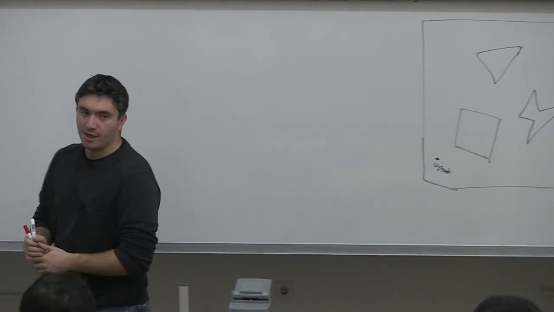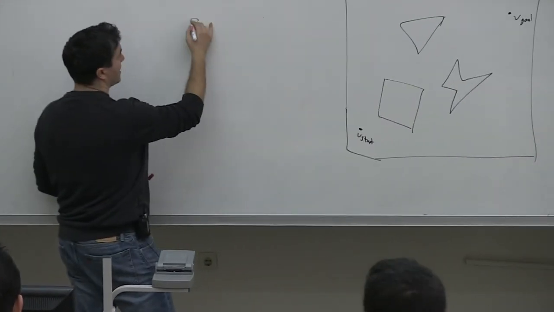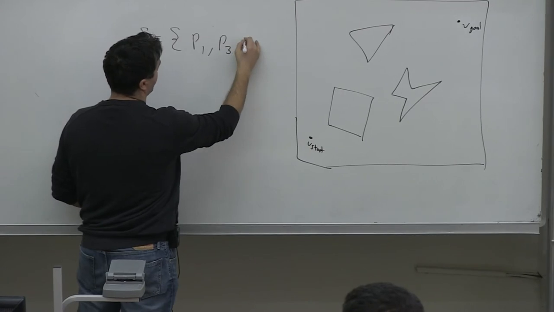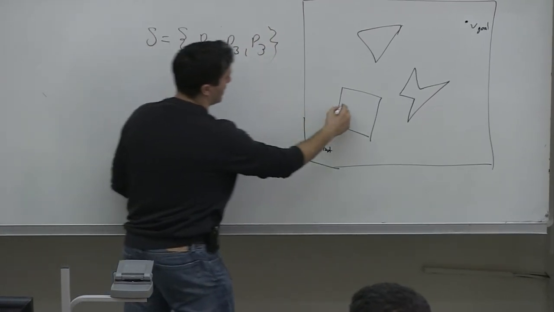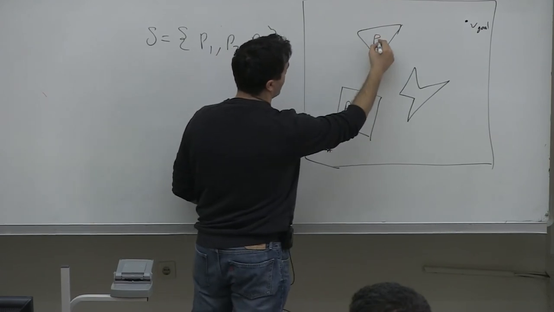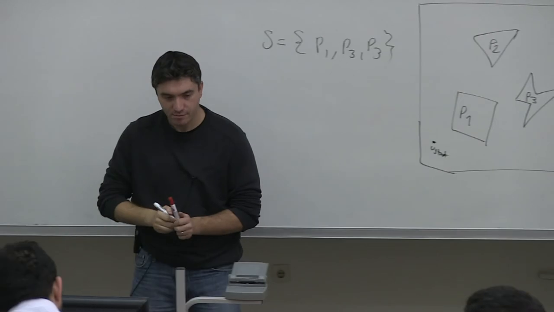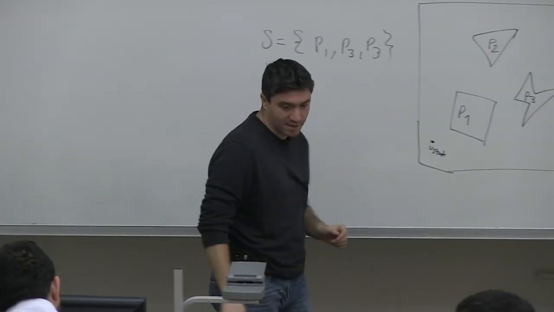Now this is our robot, and this is the start point, and this is the goal point. We are given a set of obstacles. These obstacles are polygonal objects, and here we have three of them. Now, a polygon here in this workspace.